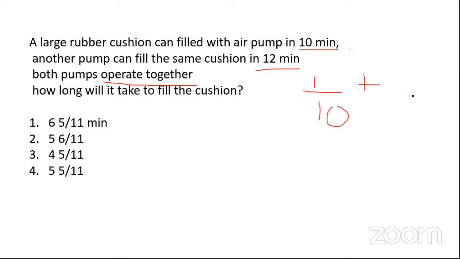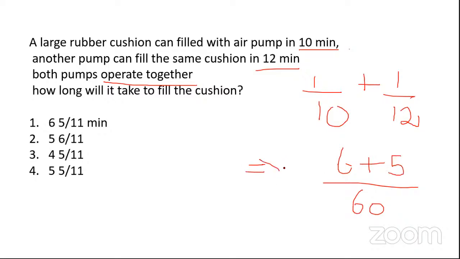1 by 10 plus 1 by 12, for 1 minute. So the LCM of 10 and 12 will be 60. 10 sixes are 60, 12 fives are 60. So the sum is 5 plus 6, 11 by 60. If you take the reciprocal, it becomes 60 by 11.